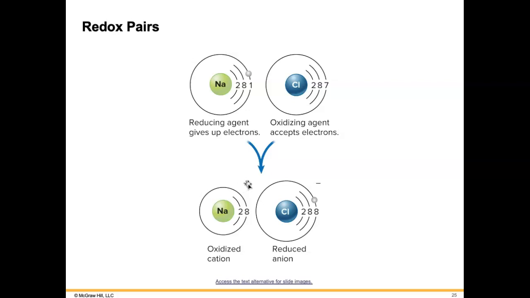It becomes positive because these are neutral initially, right? These are neutral. These are perfect little neutral. Sodium and chlorine is what this one is. And then when the sodium gives up an electron, it becomes positive because we lost some negative. And the chlorine then becomes chloride and is reduced in the process and becomes negative.